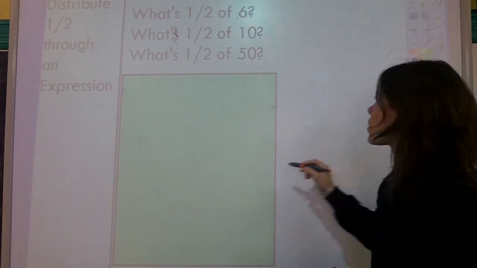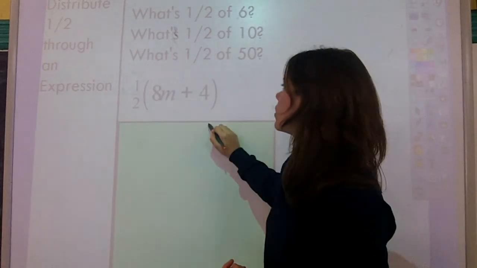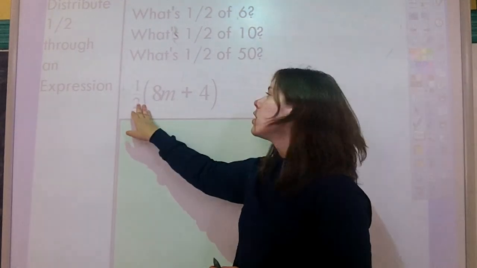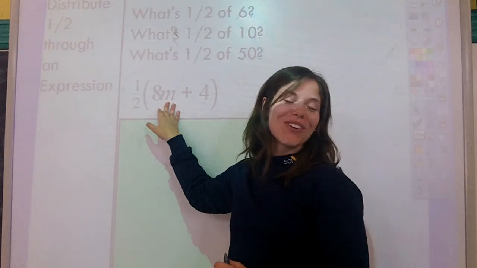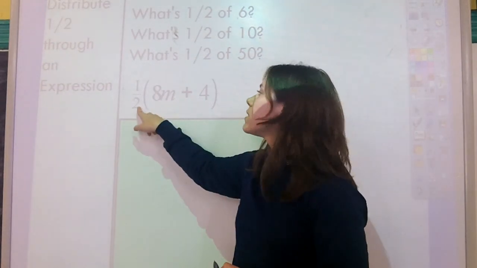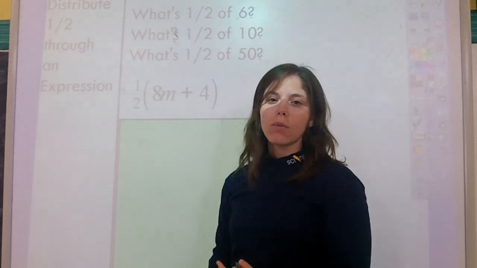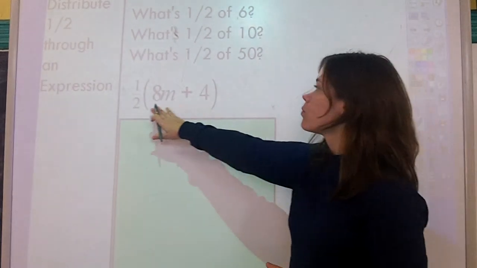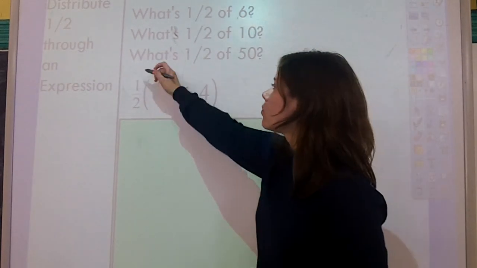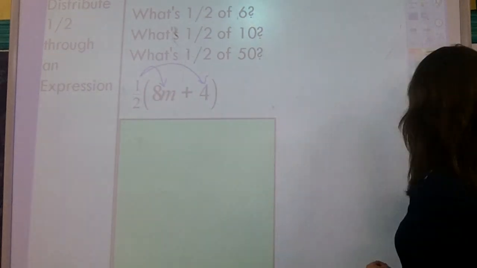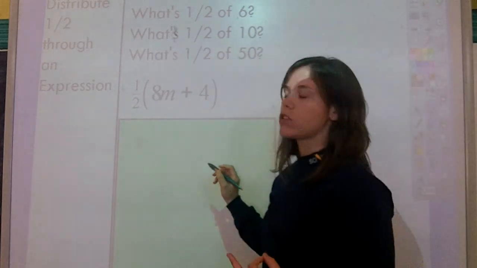Let me show you what this looks like when we're actually working with expressions. This says half times 8m plus 4, or what is 8m plus 4 divided by 2? That's the way I want you to think about this. When we're multiplying by half, rather than distribute out and use our arrows to multiply, I want you to rewrite this as a division problem.